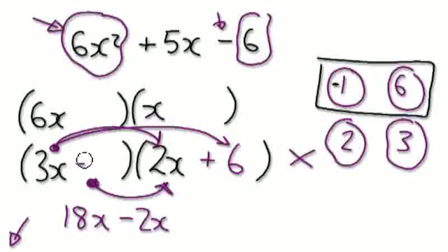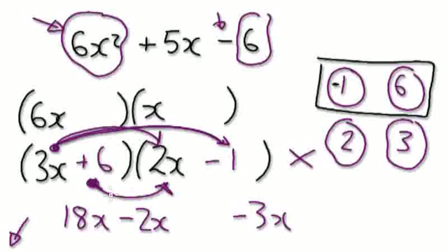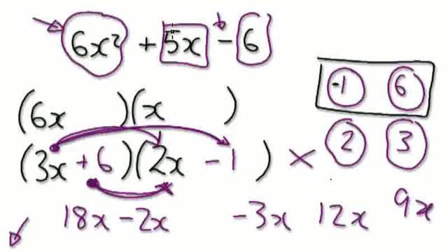Maybe you could switch the 6 around. So maybe a +6 could go here, and then -1 over here. Would that work? Let's see. This times this here will be -3x, and then this times this here will be 12x. So add the two together, that would give you 9x. No, we need 5x, and just play around with it.